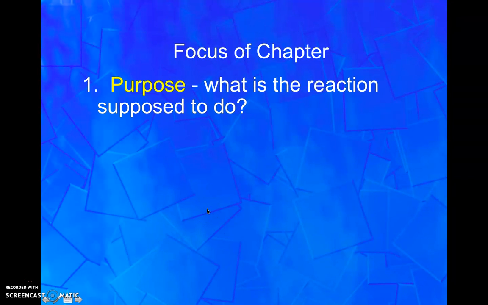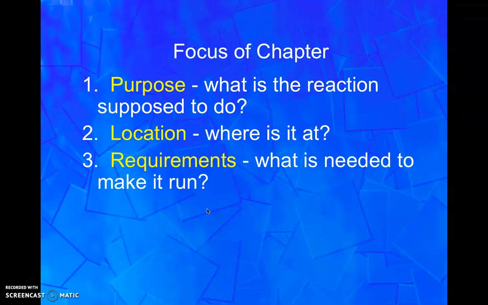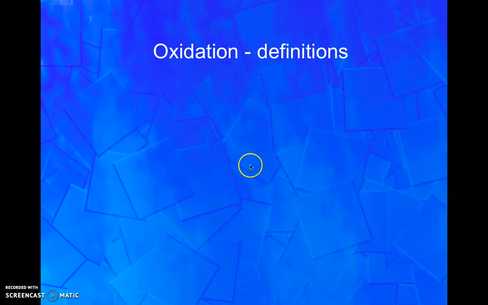Okay, so this chapter is talking about the reaction for cellular respiration. Where does it happen? What do you need for it? What does it make? Okay, some things we need to know, some chemistry stuff we need to know.